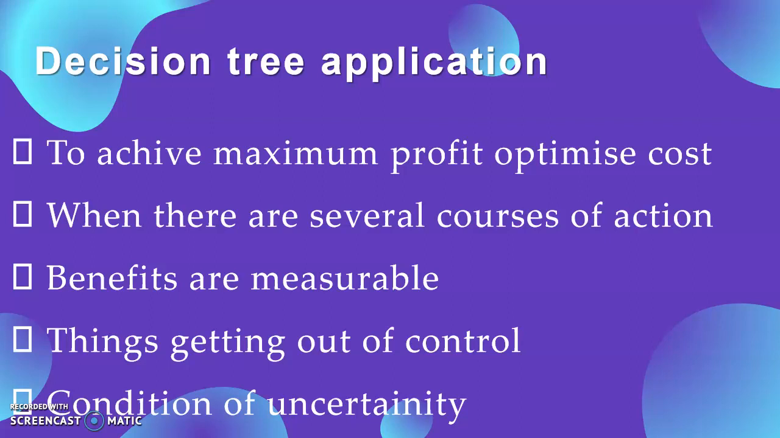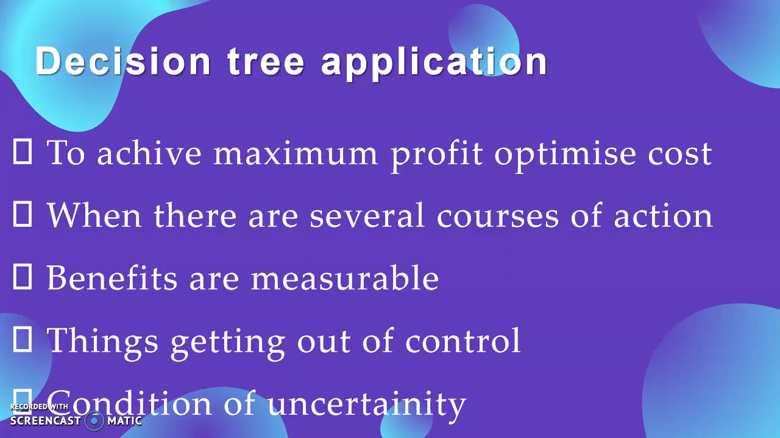That means if the alternative courses of action have certain pros and cons, and if they are countable or measurable, then a manager can use a decision tree to demonstrate that. Then, if the situations are out of control or cannot be handled by the manager or the decision maker, he may use a decision tree to overcome the problem. Then, condition of certainty and uncertainty, that is, uncertainty concerning which outcomes will actually happen.